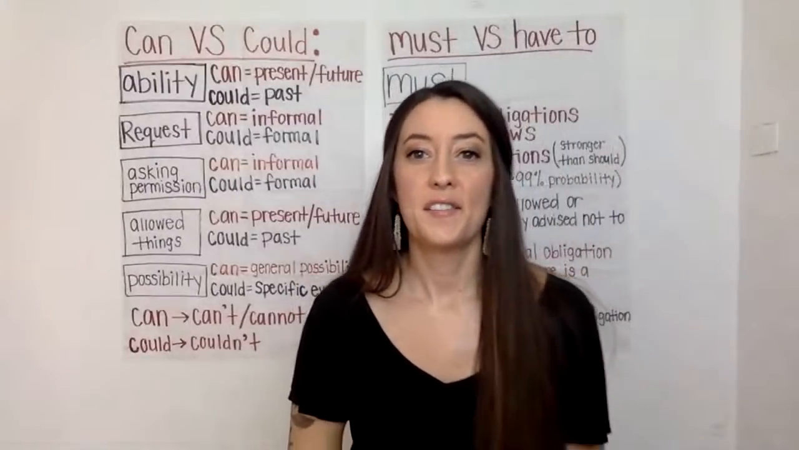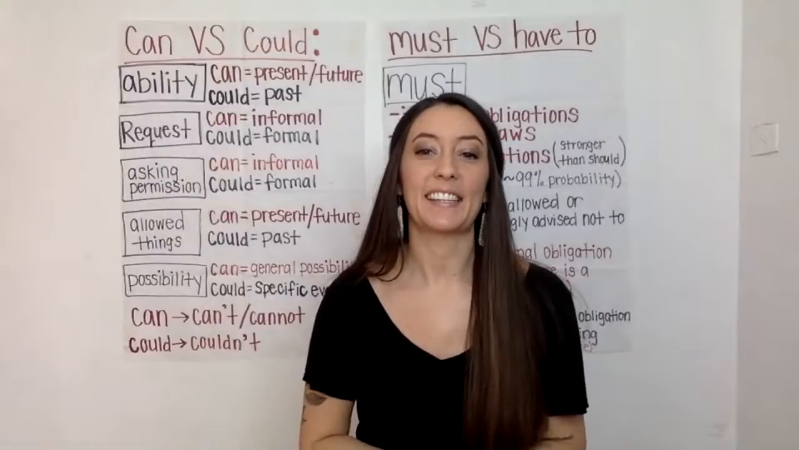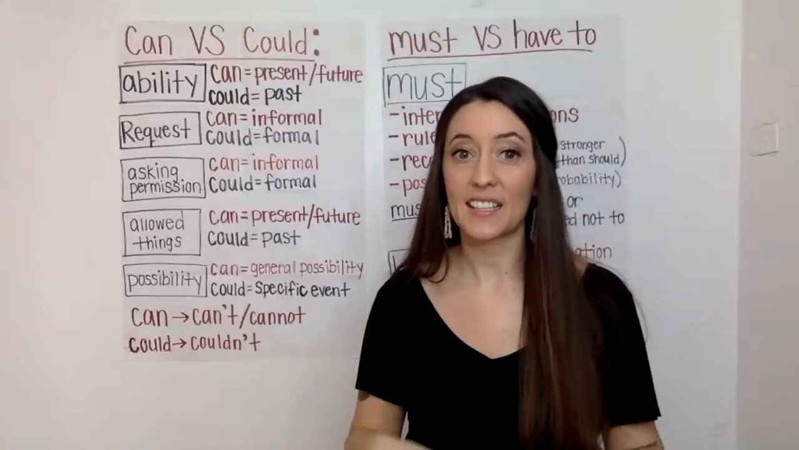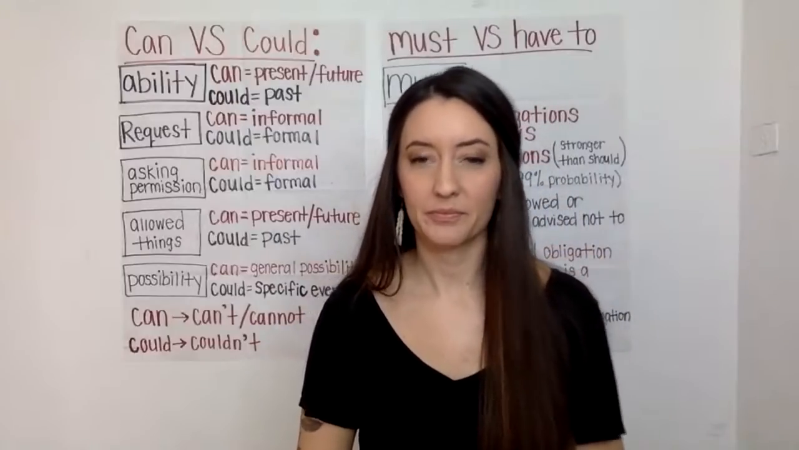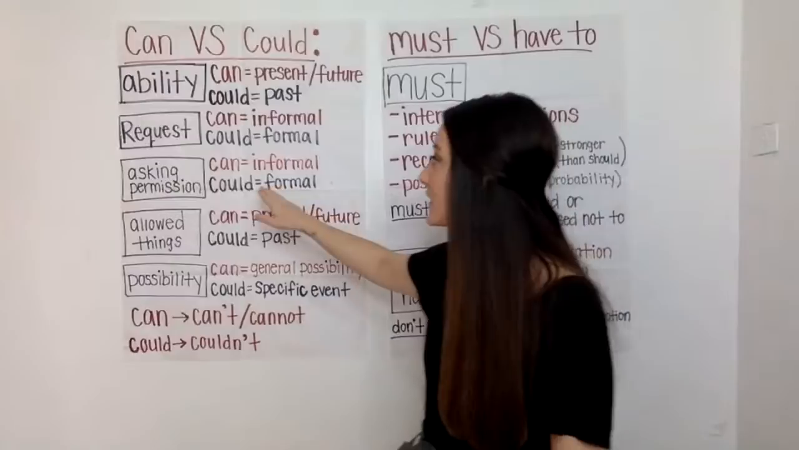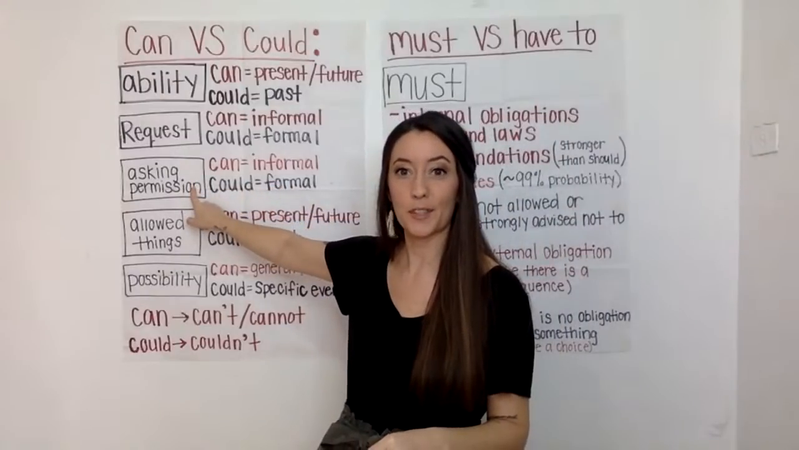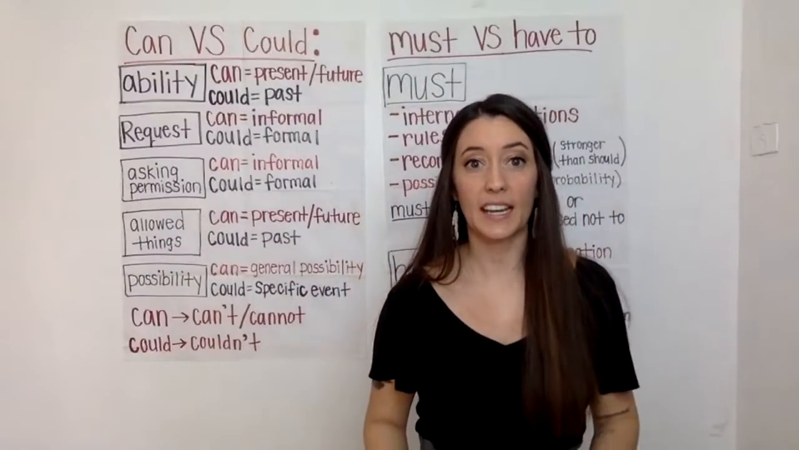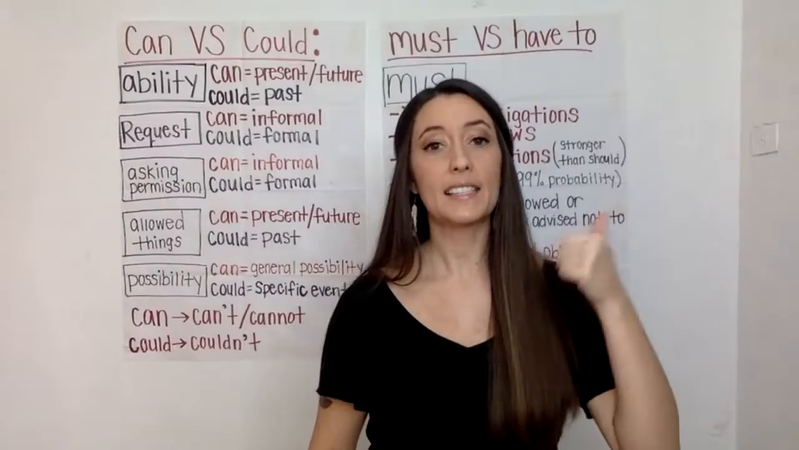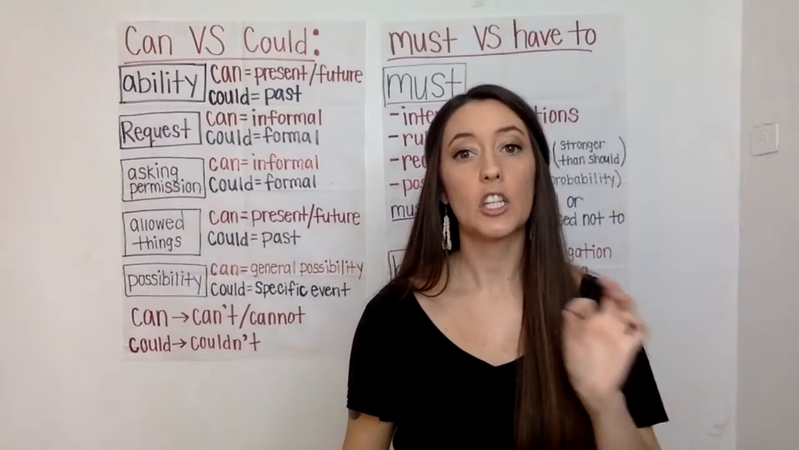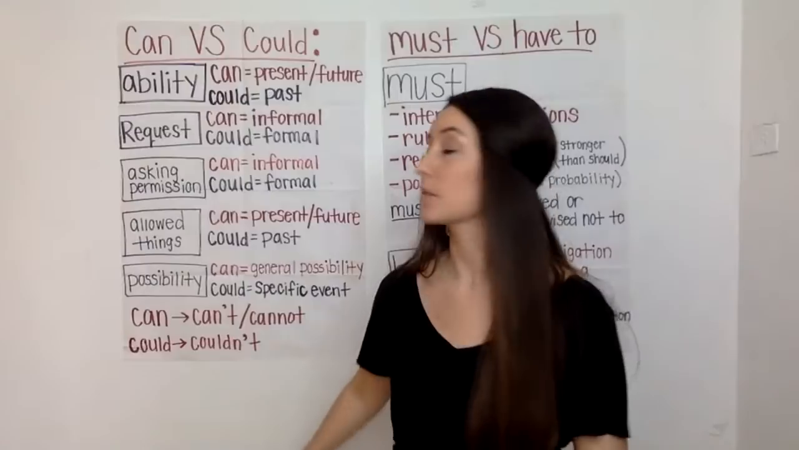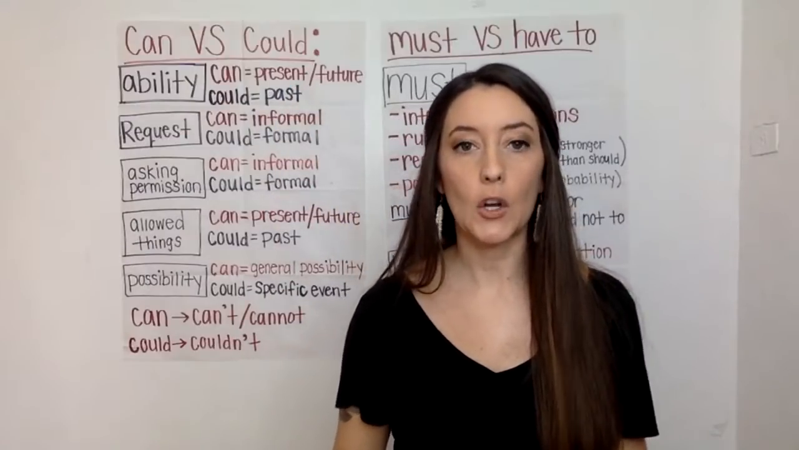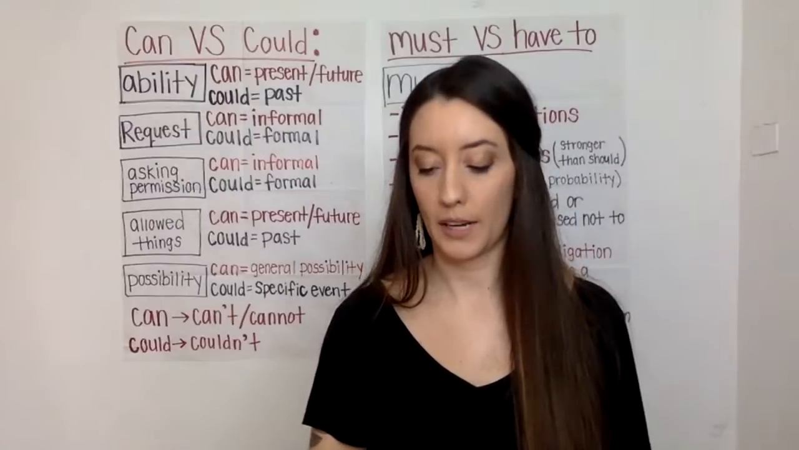All right. Moving along to our next way we use can and could is for allowed things. Things that we are allowed to do, okay? This can also maybe mean once we have gotten permission, we've asked permission first, and now we're allowed to do it. So for allowed things, we use can for present tense and future tense, and could is for past tense. So it's very similar to ability. Can is for present and future tense, and could is for past tense, okay?